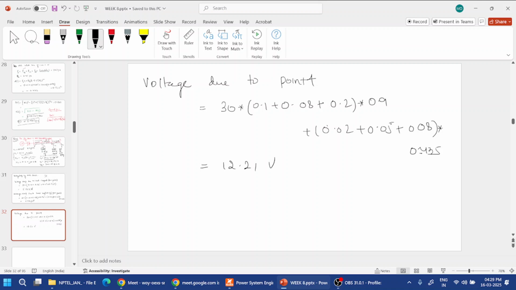Now we have to calculate the total voltage drop from load 1 point to load 4. We just add all these: 5.56 plus 2.98 plus 12.21. If we add it, it comes out to be 20.7 volt. It's just a simple question. I hope you have understood this question.